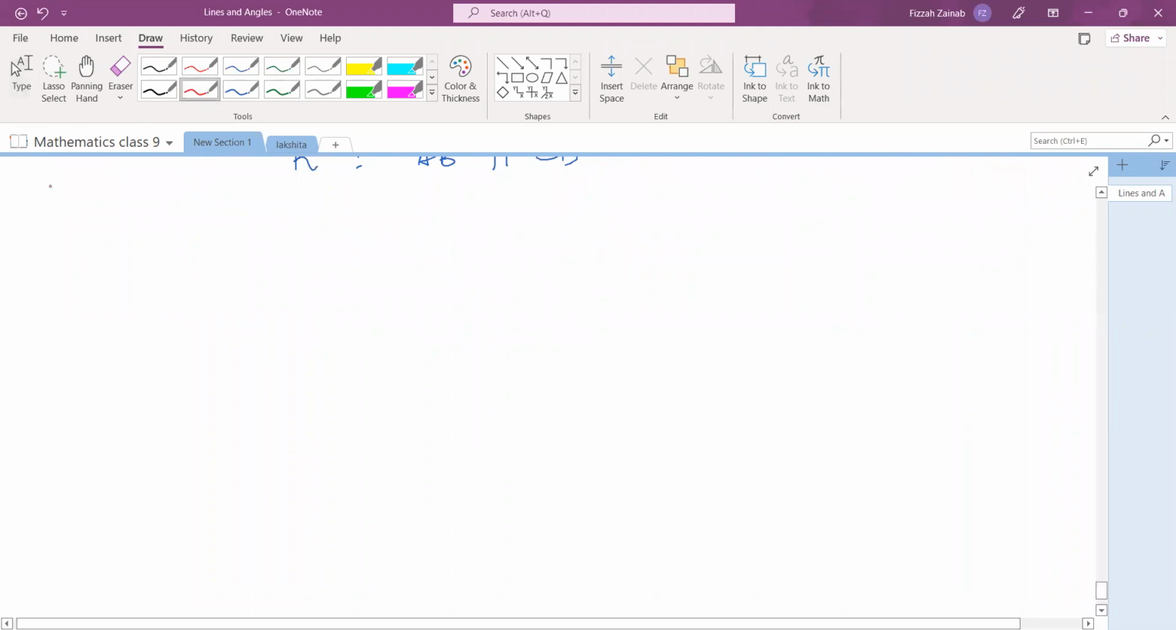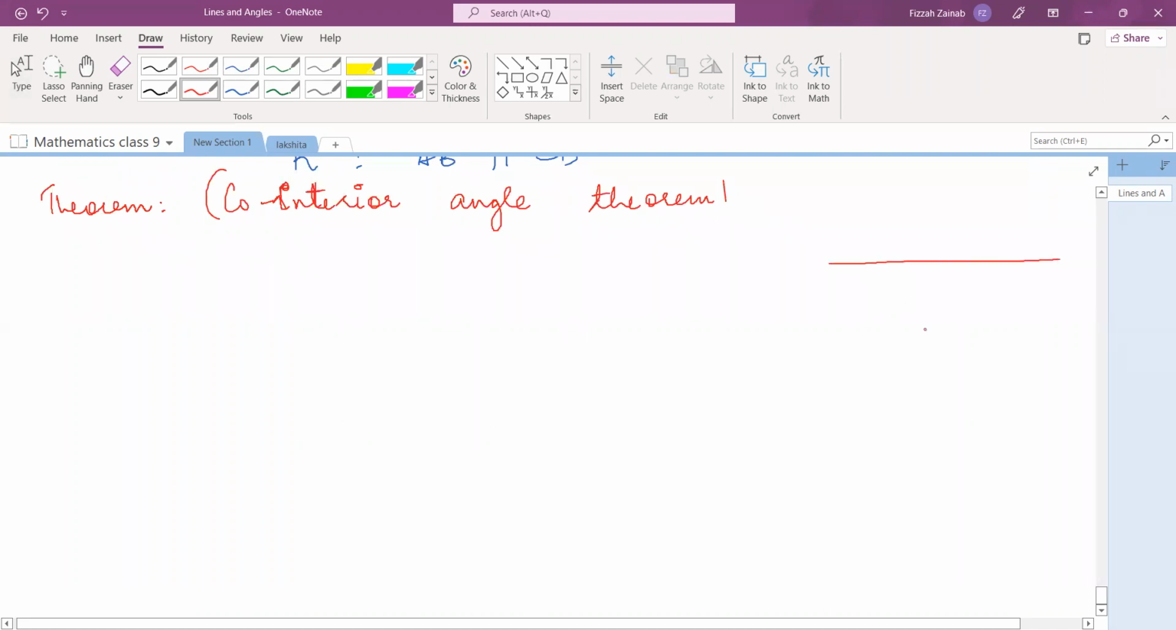Now this is again a theorem. This is actually about co-interior angles. So I'll tell you what co-interior angles are. You can call it the co-interior angle theorem. Okay, now what are co-interior angles?